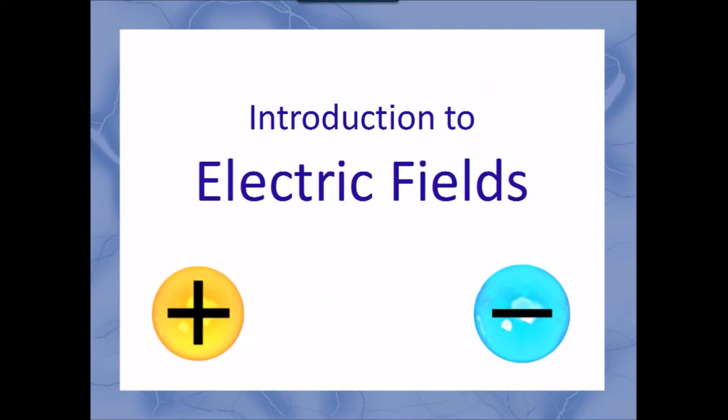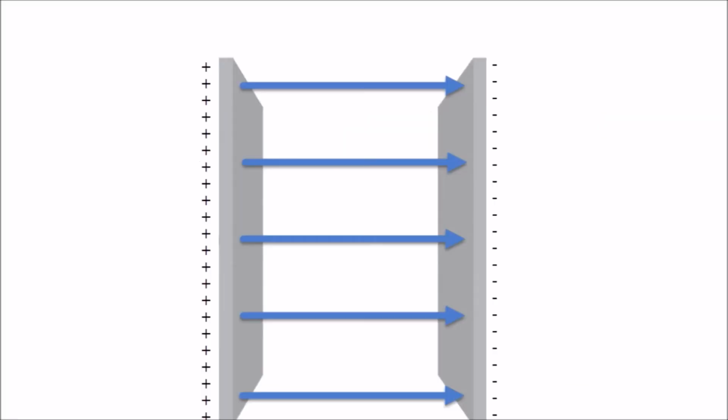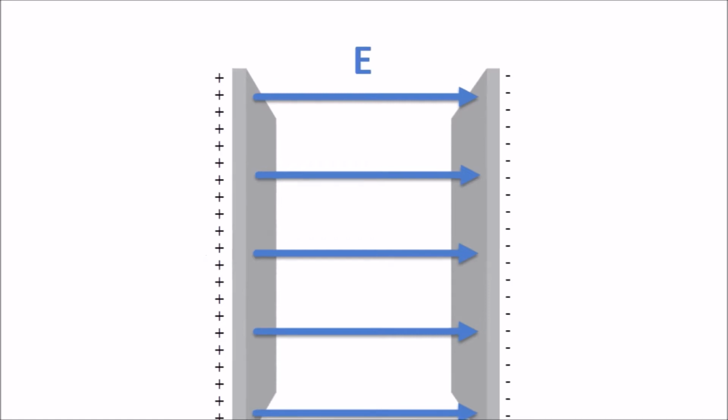This is what we call an electric field, and now I'm going to explain what it does and what you need to know about it. Let's have a closer look at those metal plates. If one of them builds up with positive charges and the other with negative charges, then an electric field exists between them. The strength of this field can be measured, and we denote it with a capital E.